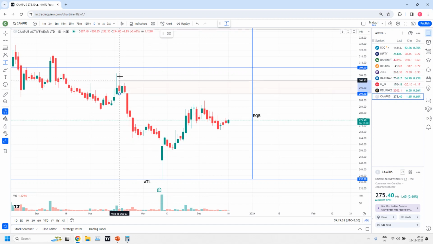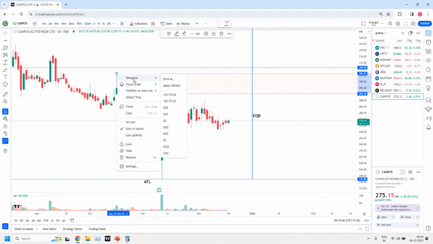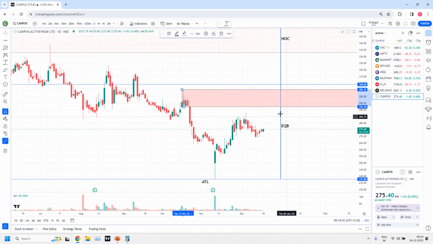Because it is a rally candle, till the high of this candle, you have to mark the zone. And what kind of supply zone it is? Daily supply zone. So change the color to daily supply zone, DSZ. So next time when prices enter into this zone, you can consider, I am not saying you are confirming, you are considering the zone for short trades.